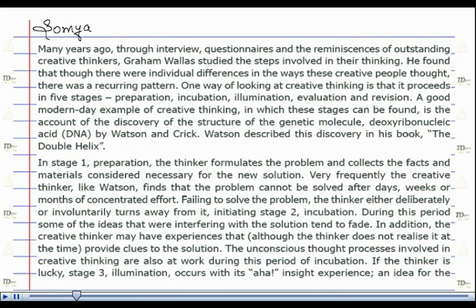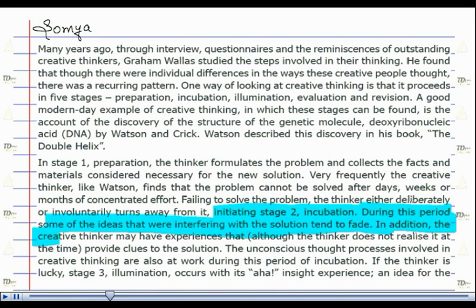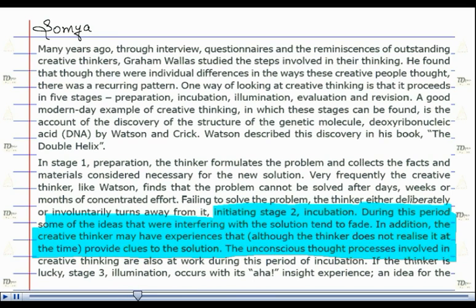Now, if we go by paragraph number 2: during stage 2, incubation, some of the ideas that were interfering with the solution tend to fade. In addition, the creative thinker may have experiences that, although the thinker does not realize it at the time, provide clues to the solution. The unconscious thought processes involved in creative thinking are also at work during this period of incubation.